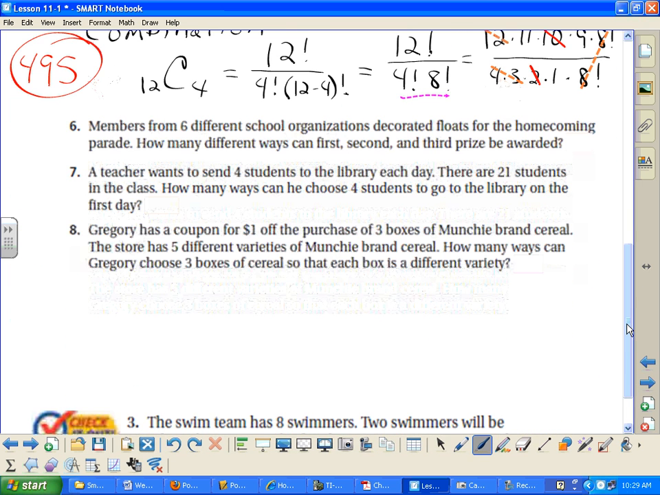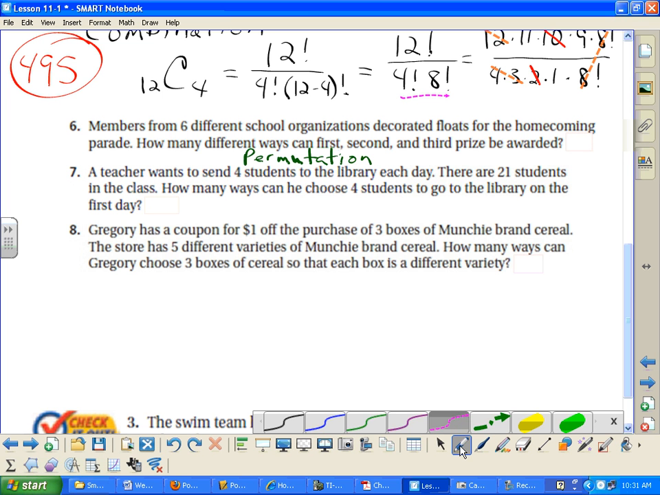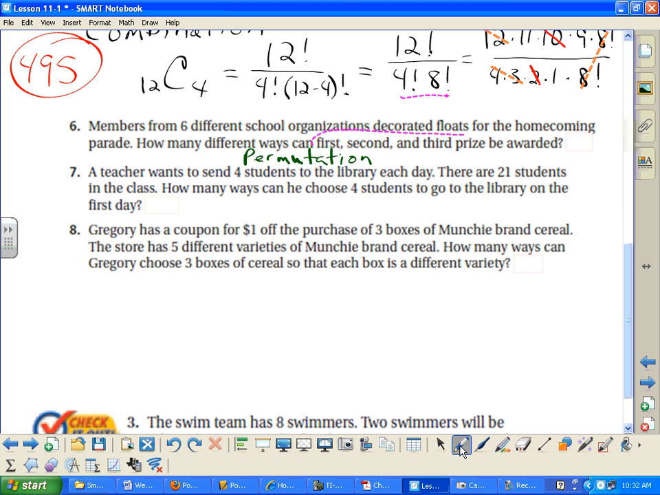All right, so let's look at these 3, 6, 7, and 8. I want you just to look at them. Number 6. Melissa, what is it? It's a permutation. And the reason it's a permutation is because right here it says first, second, and third prize can be awarded.